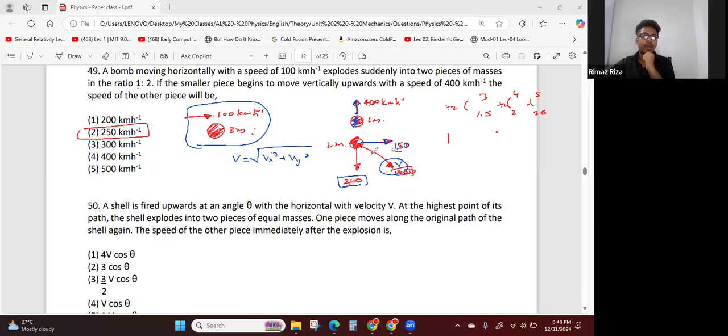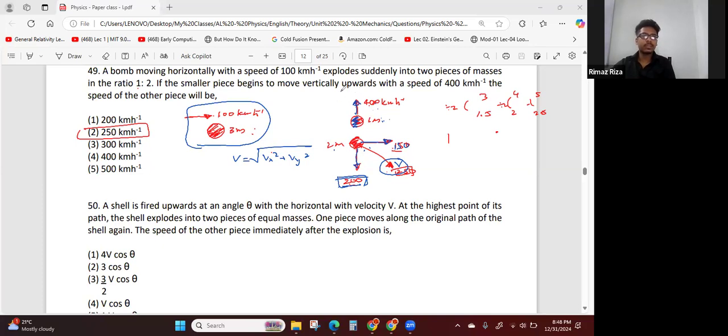So 400 into 1, therefore this one has to be 2 into 200 because the mass ratio is 1 to 2. So this 1 into 400 is 400, therefore this one should be 200. You understand that one, right? And the direction is vertically downward because it has to be equal and opposite. Then only it will be zero.